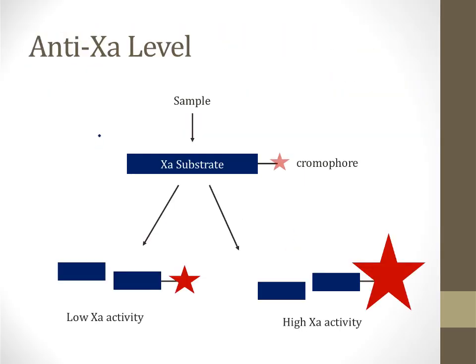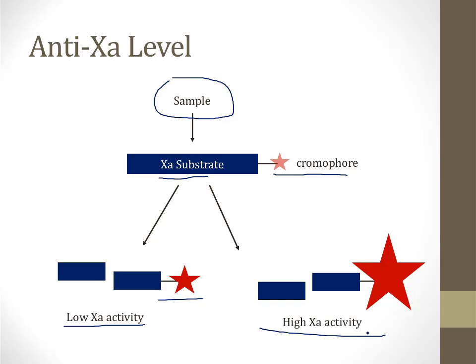The way you check an anti-10A level is by taking a blood sample from a patient on enoxaparin and adding it to a special 10A substrate that is linked to something called a chromophore, which will illuminate when the 10A substrate is split. If there is very low 10A activity, there will be a small amount of splitting of the substrate and there will only be a little bit of illumination from the chromophore. On the other hand, if there's lots of 10A activity, you will get lots of splitting of the 10A substrate and the chromophore will illuminate more, and you can detect this in the laboratory and you can convert it to a number called an anti-10A level.